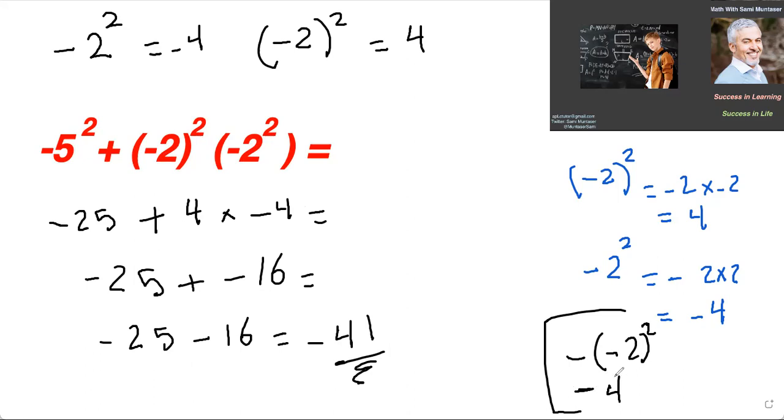So this is just to clarify a little bit more what could happen if you have negatives all over the place.